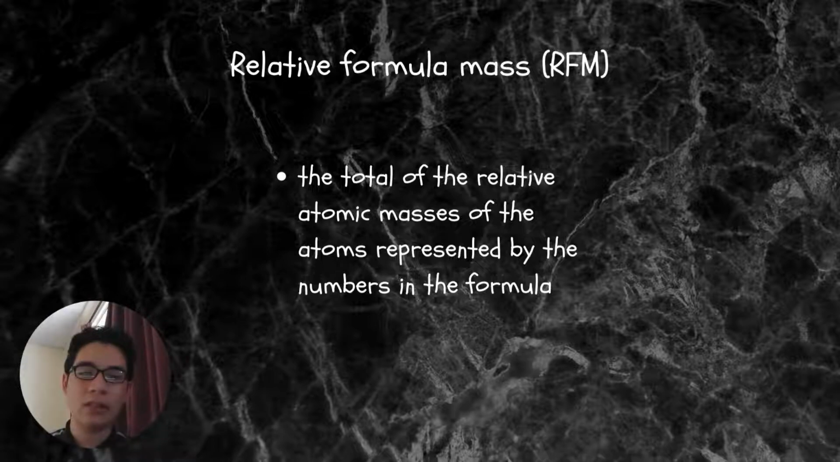So what it means here is the relative atomic mass. See the keyword right here, relative atomic mass. So the relative formula mass is the total of the relative atomic mass of the atoms represented by the numbers in the formula. In other words, in one particular formula, you have different elements, different atoms, and you total up the relative atomic mass of the atoms.